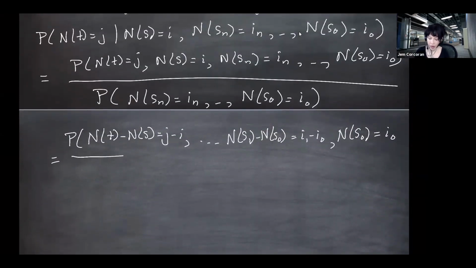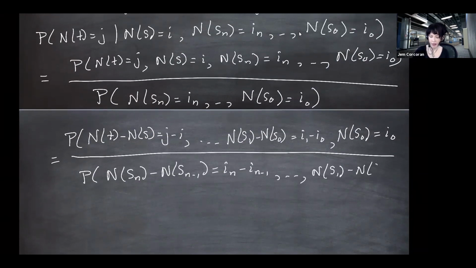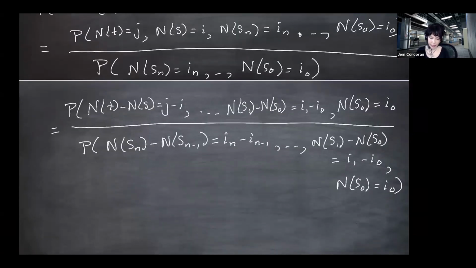I'm going to do the same thing on the bottom. So I'm going to write this as, it starts with N of s sub n equals I sub n, but I'm going to turn it into the increment: N of s sub n minus N of s sub n minus 1 is I sub n minus I sub n minus 1, down to N of s sub 1 minus N of s sub 0 is I1 minus I0, and the last one, N of S0 is I0. And now you get to use the independent increments.